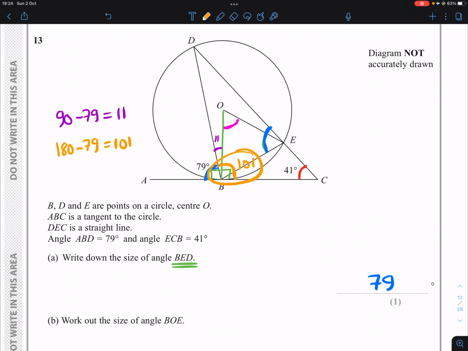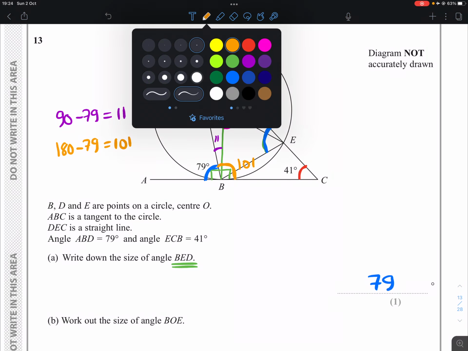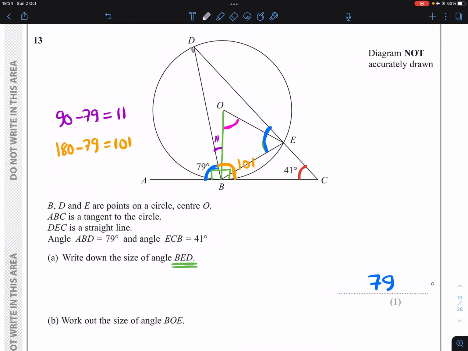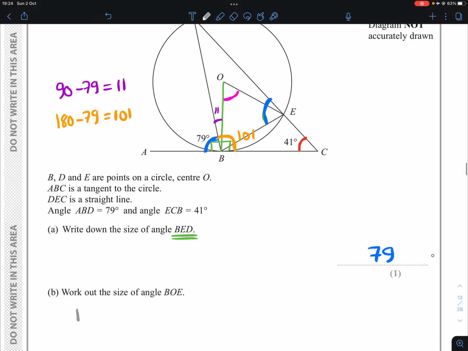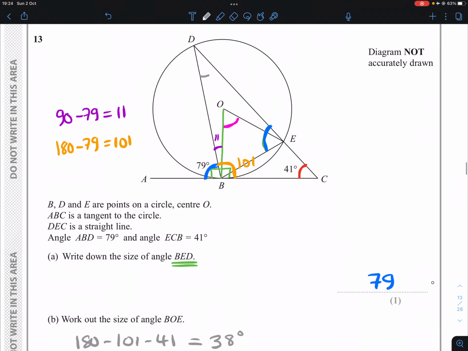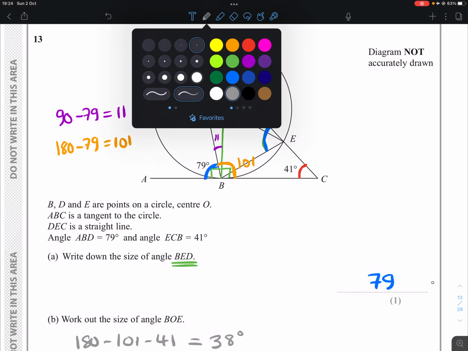So we have 101 for this angle here, and we have 41 for this angle here. So if I'm trying to find the third angle up top of this triangle that I'm marking here, that'll give us the grey angle there. That's going to be 180 minus 101, but also minus 41. So that is going to give us 38 degrees. So 38 degrees is up here. And yeah, so we didn't end up needing the 11 in the end.